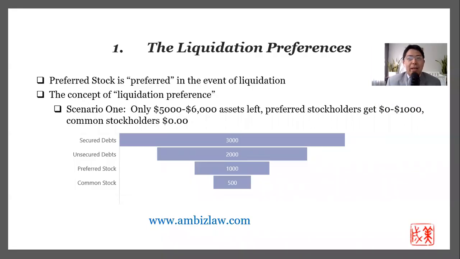The first and probably the defining difference is the liquidation preference of the preferred stock. Preferred stock is essentially, or originally, classically preferred in the event of liquidation. What does liquidation mean? Liquidation means you sell off all the assets of the company and distribute whatever money is left to all the stakeholders.